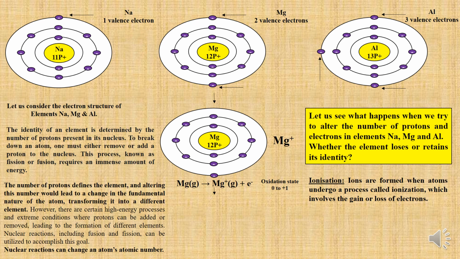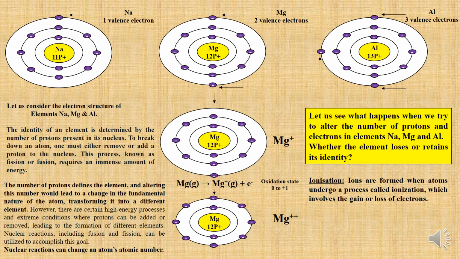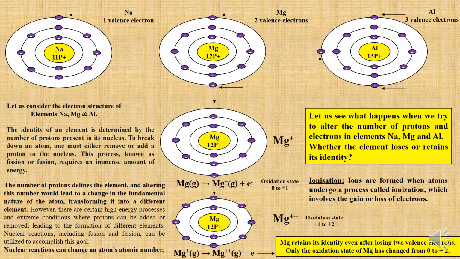When the magnesium ion in the +1 oxidation state further undergoes ionization, it loses its second valence electron, whereby its oxidation state again changes from +1 to +2. Now finally we see that even though the magnesium has lost two of its valence electrons, it is still retaining its identity. It still remains as magnesium. Though it is in the ionic form, it still retains its identity as magnesium even after losing two valence electrons.